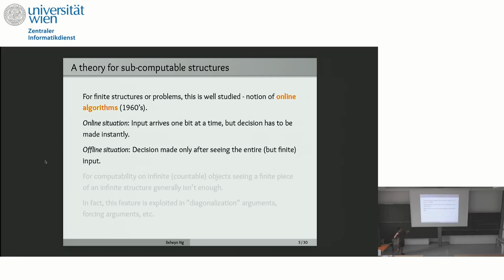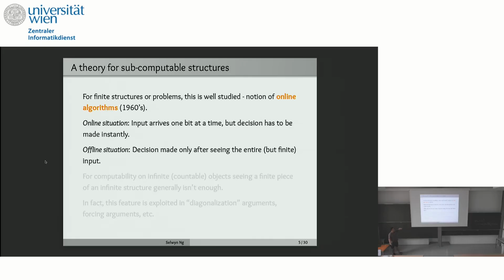And if you think about it, there are two kinds of situations in which you might be called upon to perform this task. First of all, there is the situation where you have to make the decision online. So bits of the input arrive one at a time, and as bits arrive, you have to give your decision about each bit, more or less immediately, without seeing the whole of the input. Versus the offline situation, where you're allowed to defer your decisions until you see the entirety of the input, and then you make decisions collectively about everything.